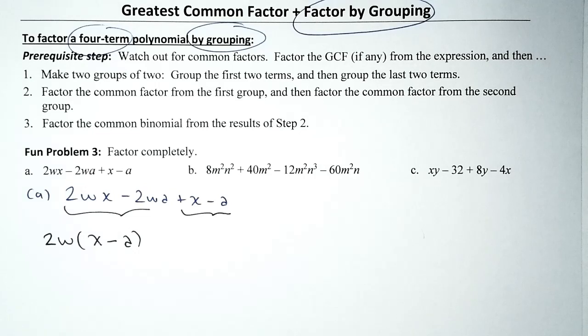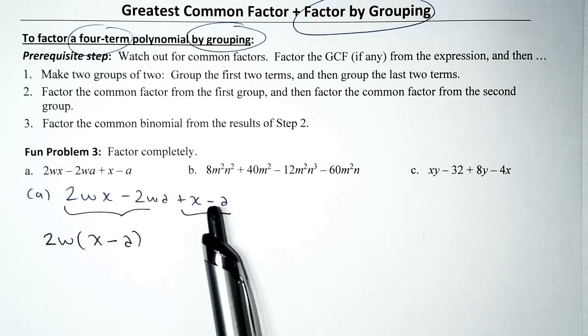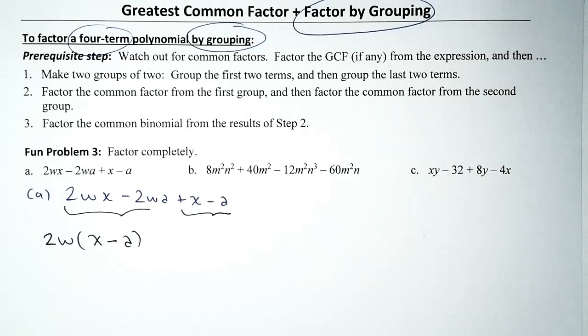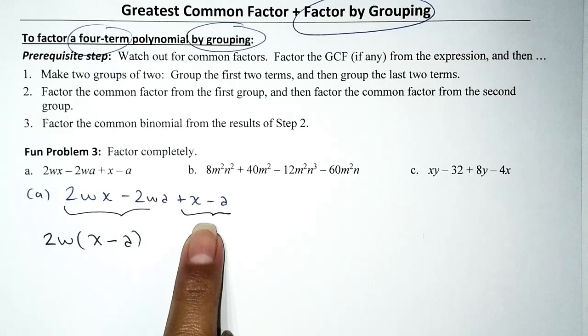How do we factor a 4-term polynomial by grouping? Make teams of 2 and then take out the GCF from each group. For the second group, I'm like, okay, what's the GCF? And I'm like, oh man, x and a, they don't have any factors in common aside from 1. So if the GCF is 1, then 1 it is.